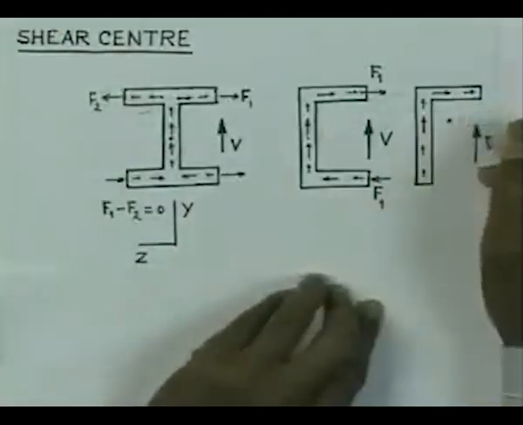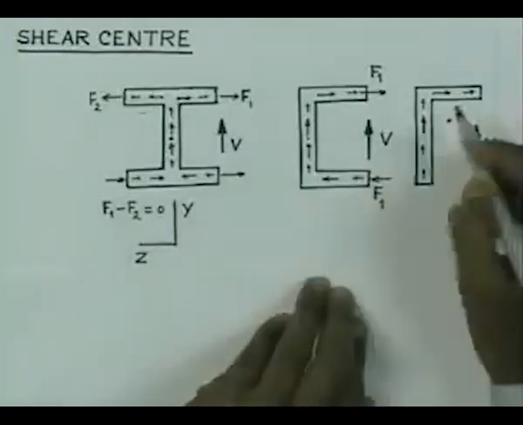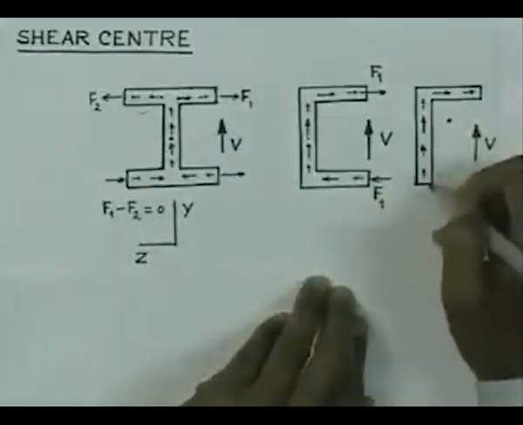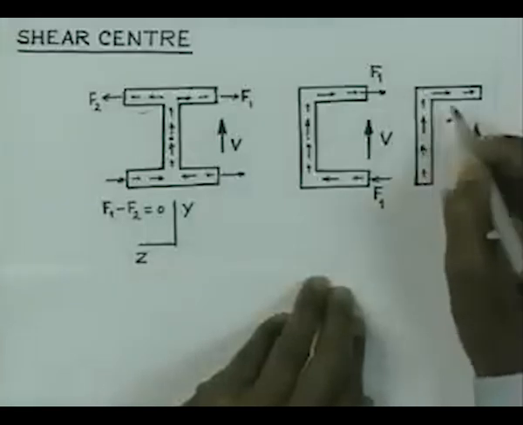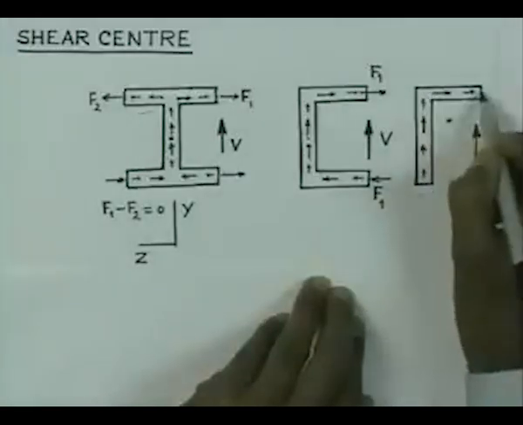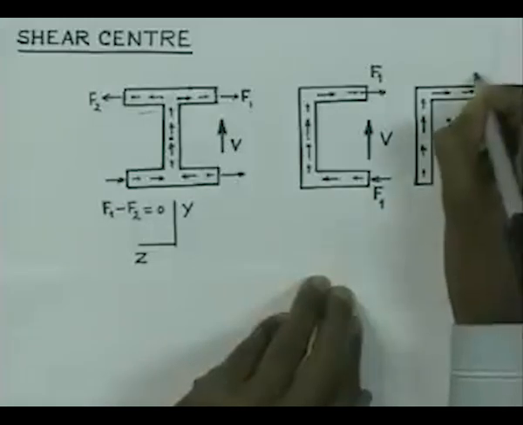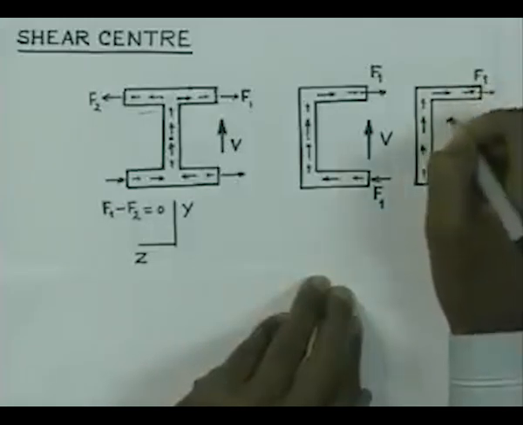Same is the picture here, that if I apply a force parallel to the y axis, then my stresses due to this V are like this, but there is a set of stresses acting on the flange which remains unbalanced. So, there is a net force acting in this direction now, and it is also going to produce some moment.